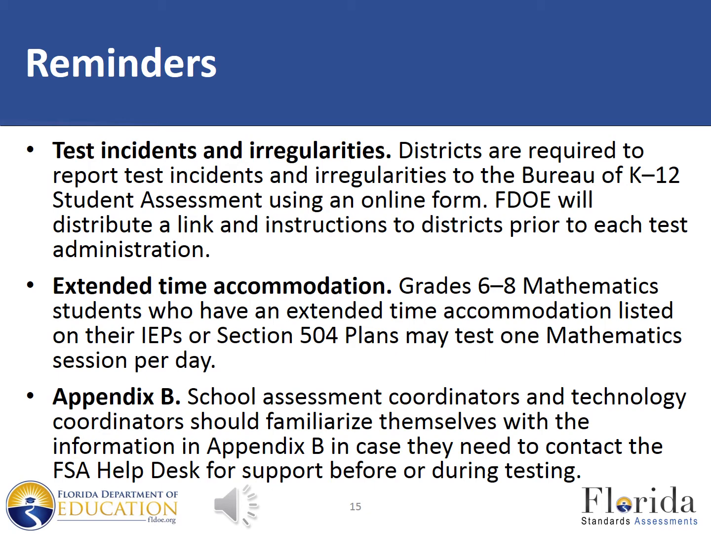Included in your handout is the test incidents and irregularities document. Please be reminded that if anything happens, this form needs to be completed. Also, if you think that something should be invalidated, contact the assessment office at 272-4341. As a reminder, schools do not invalidate tests.